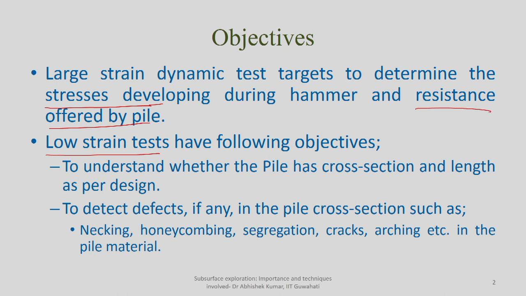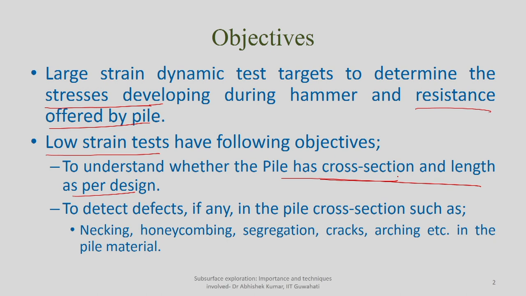Those tests are primarily used for two objectives. One is to understand whether the pile cross section as well as the length of the pile are as designed. Cross section means the diameter of the pile if it is a circular pile, or other cross sections, maybe a spun pile. So what is the characteristic of the cross section, and whether after casting in situ similar cross sections are achieved? Because if the cross section is varying, the resistance offered by the pile, the load carrying capacity or actual characteristics of the pile will be different from whatever has been considered in the design parameter.